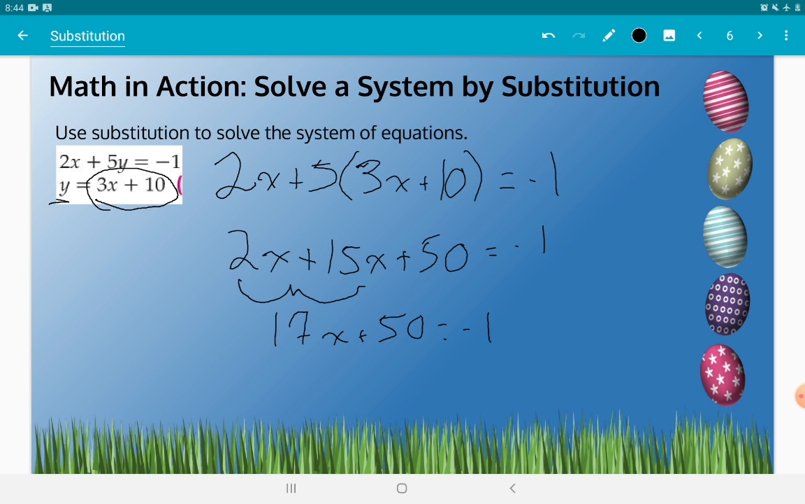Alright, so now we're almost done with this section. We have to do our subtraction of 50. We find that 17x equals negative 51. So that means that x is negative 3.